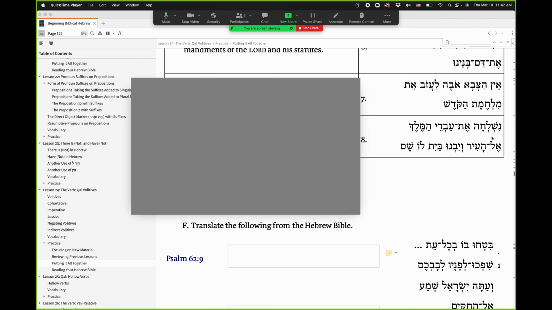So number 8, we've got Nishlachah et avdei hamelech el ha'ir veyivneh bayit lo sham. Starting at the front, I'm going to anticipate the predicate. That means I'm looking for either a predicate adjective, a participle, or some sort of verb. If this is a verb, I have too many letters for the root. Hebrew verbal roots have 3 letters, I have 5. So what's extra? What's been added?